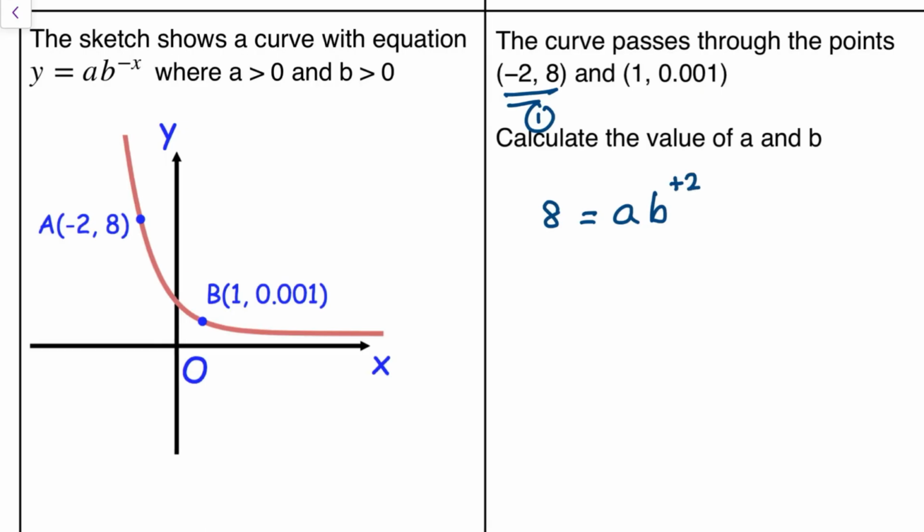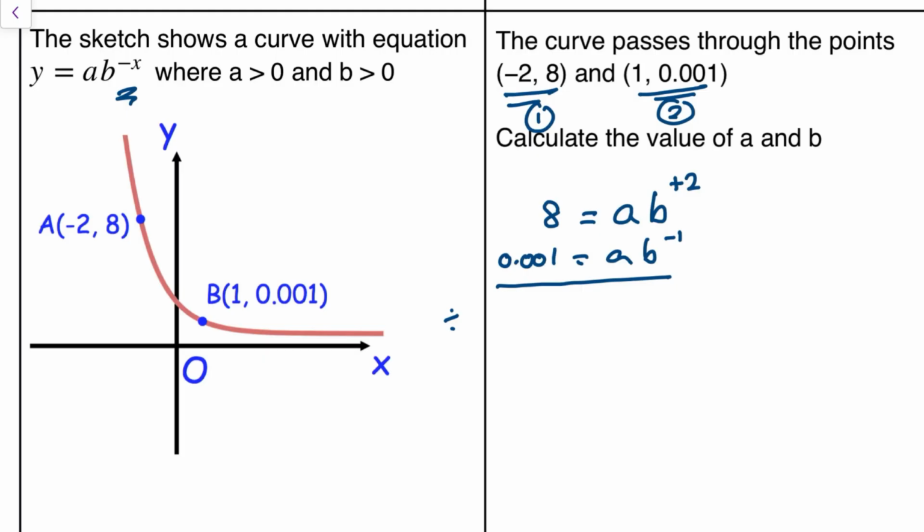And the second equation is then very similar. So I'm going to say my y value, so 0.001. So again, I'm looking at my second point here, is equal to a that I don't know times b that I don't know to the power of 1, but it's not 1 because it's minus 1. Then I'm going to divide these functions out. Simultaneous equations, two unknowns, and instead of subtracting, I divide.